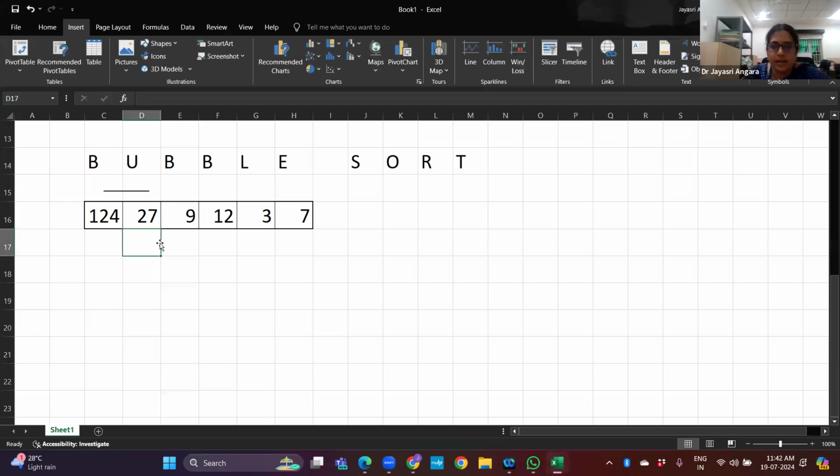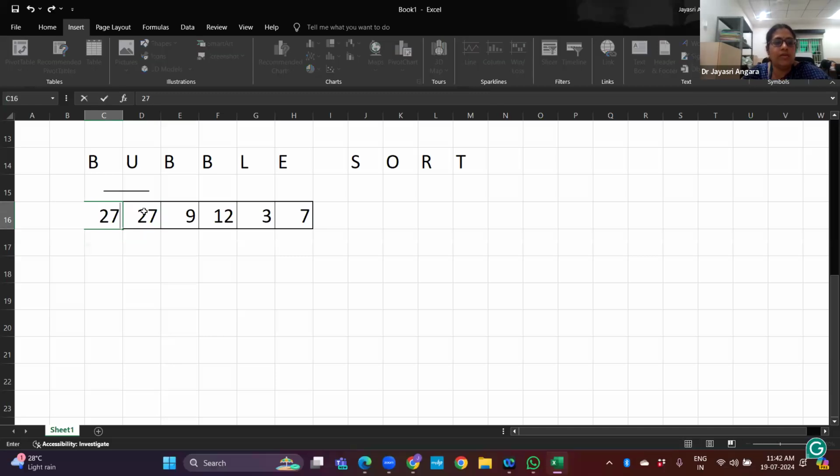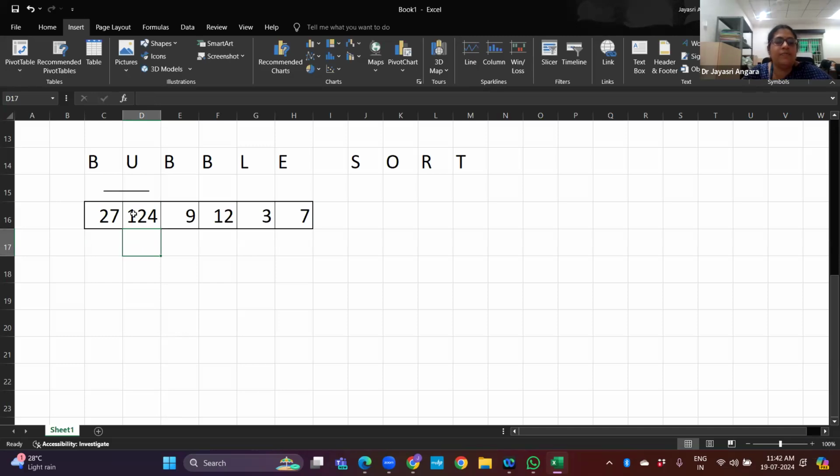Let us try to understand bubble sort in this particular video. In the first iteration, 124 and 27, which are there in indexes 0 and 1, are going to be compared. 124 is larger than 27, so these two elements are going to be swapped. So 27 comes here and 124 is going to take index number 1.